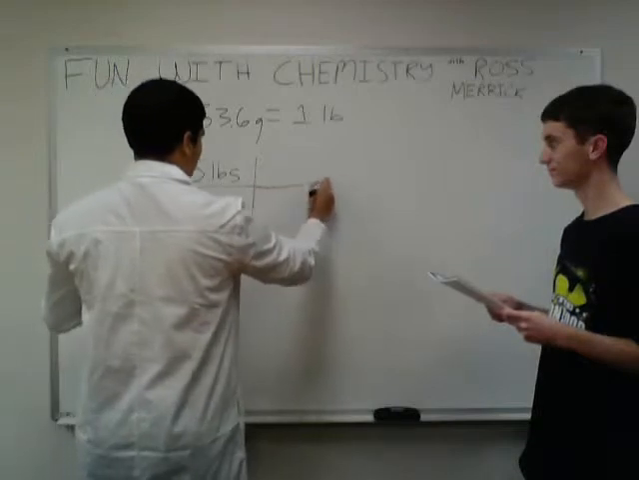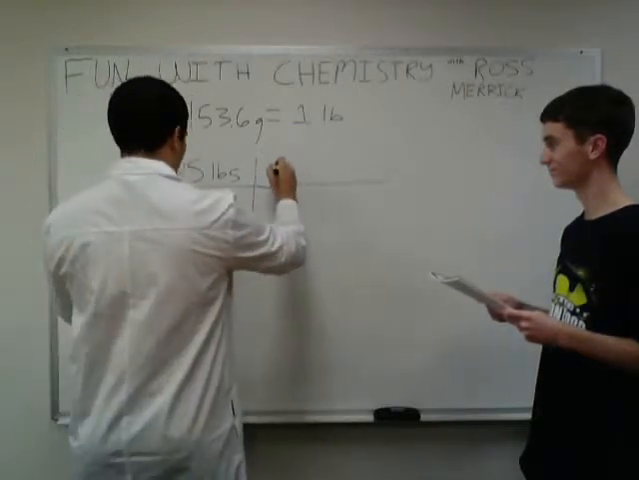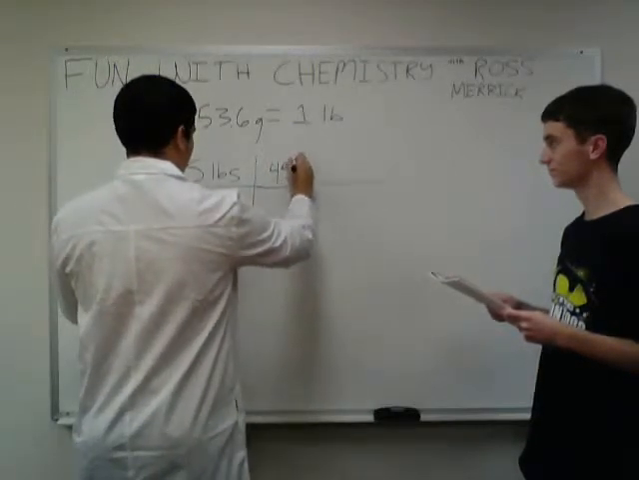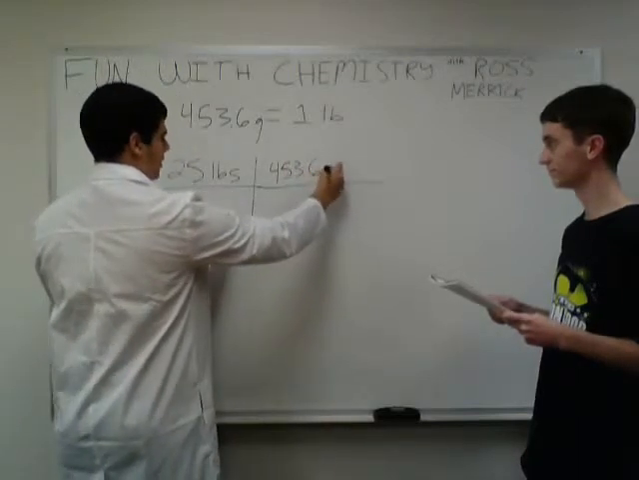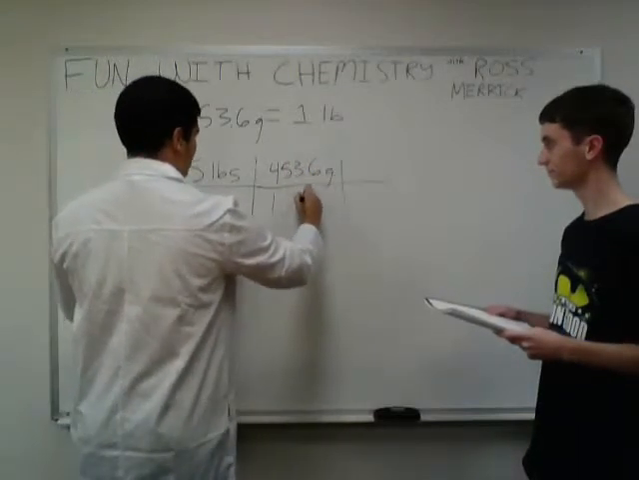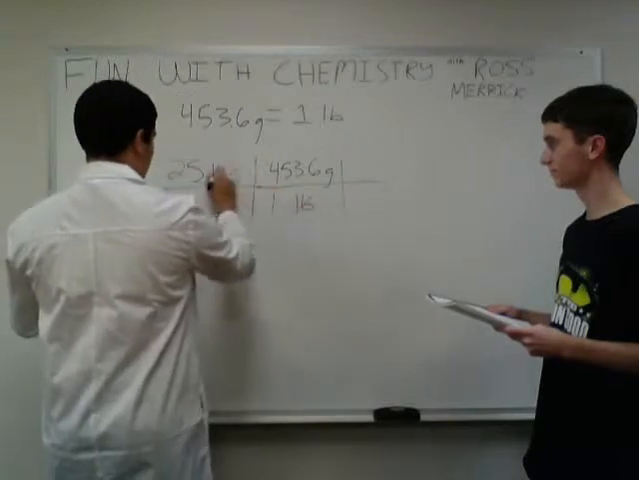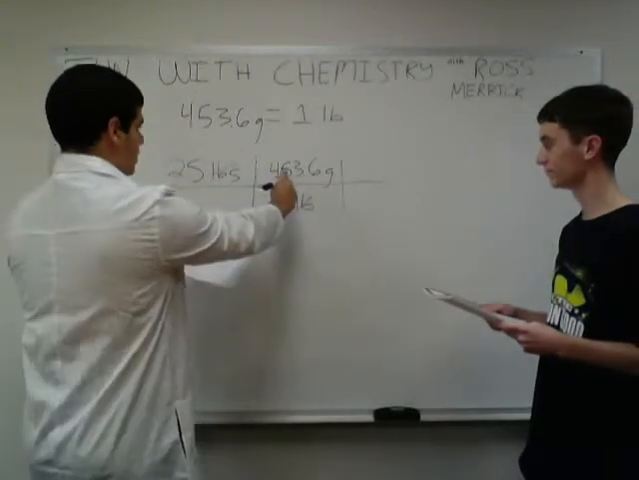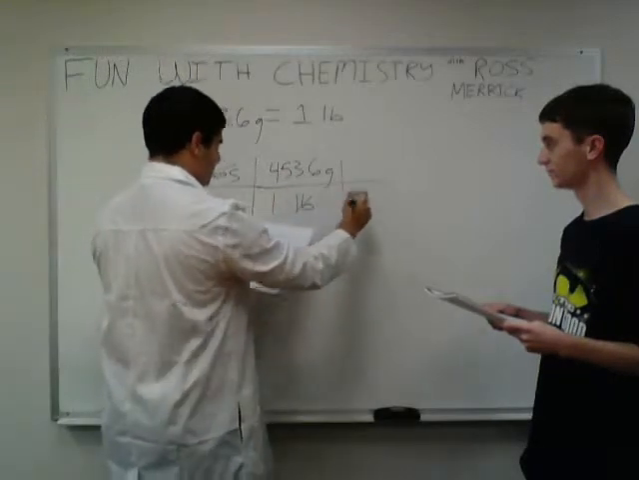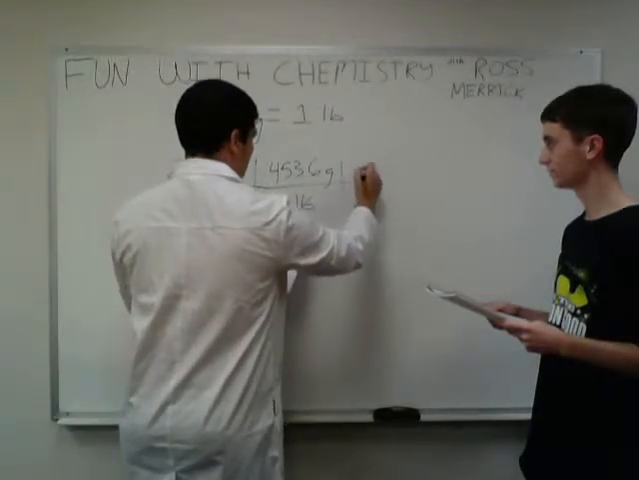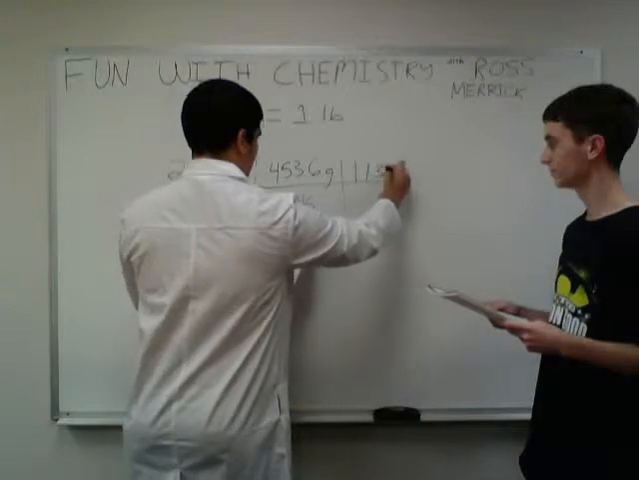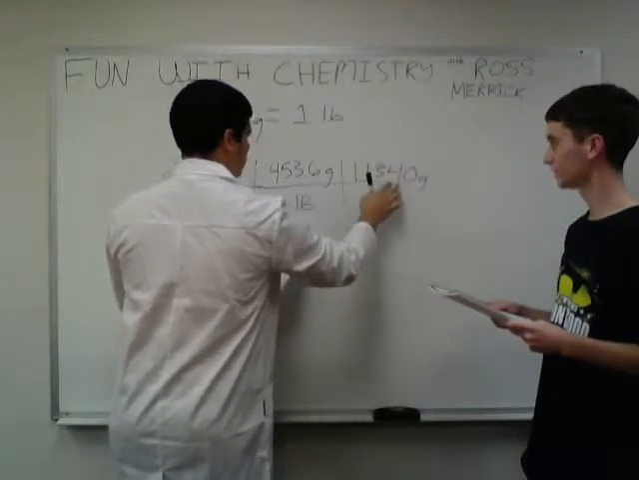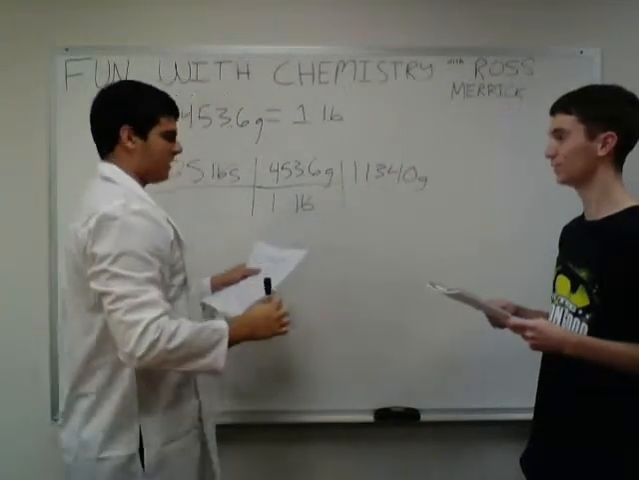Now, when we use our train track method that we use here, we know that there are 453.6 grams in 1 pound. These cross and cancel out, and then 25 pounds times 453.6 grams equals 11,340 grams. But wait, Merrick, we need significant figures.